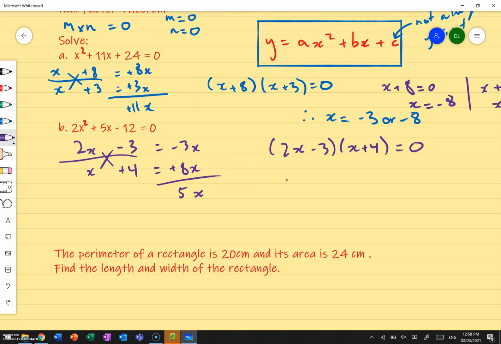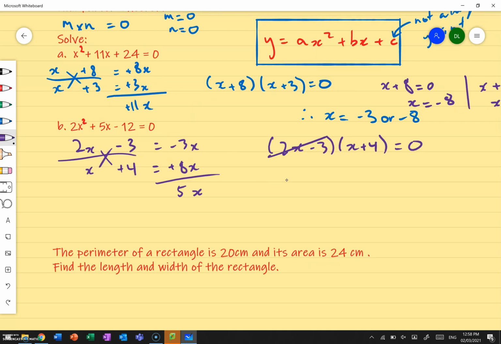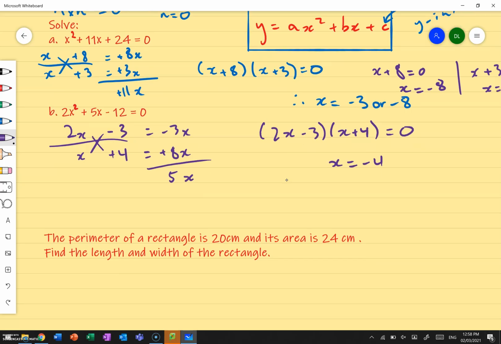So over here, I'm going to ignore this first and focus on x plus 4. That gives me x equals negative 4, because x plus 4 equals 0. Take away 4 on both sides, I get x equals negative 4.